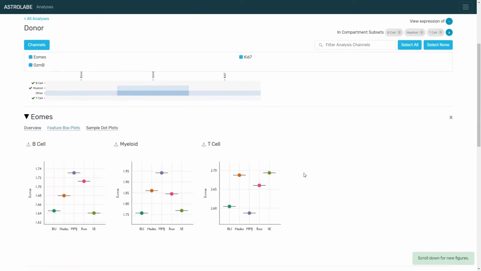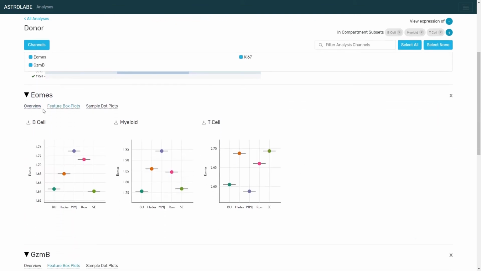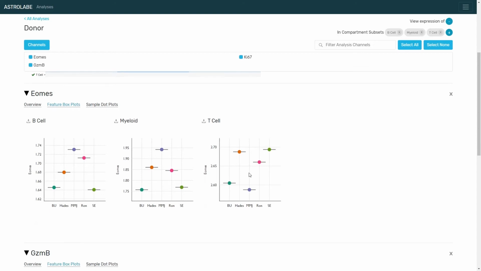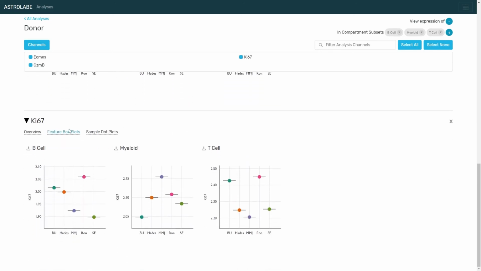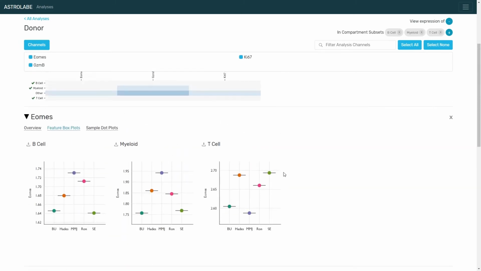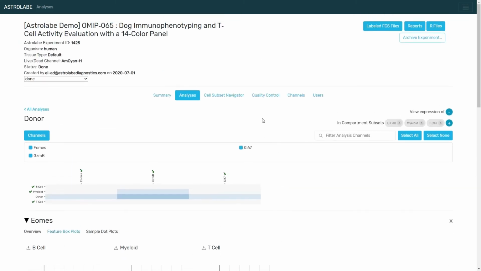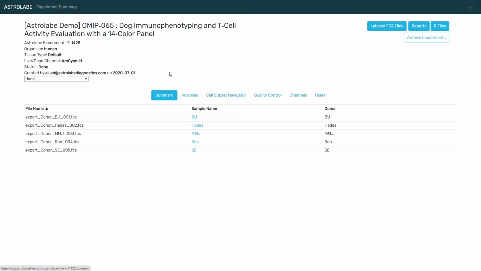And when I do, we'll see that there isn't much for AOMS across different donors. However, granzyme B is higher in the T cell for RON and BU, and so is Ki67. Ki67 is higher in the T cells for RON and BU. Again, I'm just wondering if they just fought an infection and the T cells are just being recruited. Totally a hypothesis, but one of these nice trends you can see in the data.